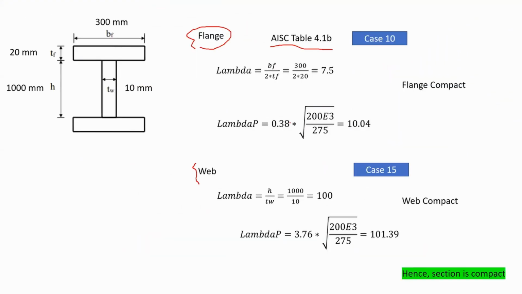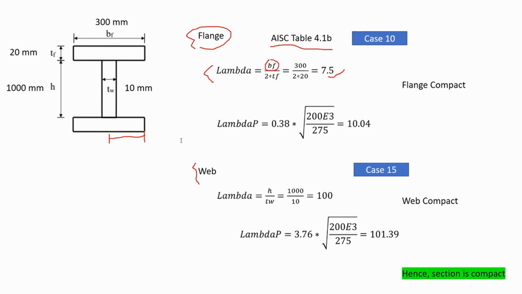So if you calculate this, bf divided by 2, because I'm concerned about this part, half of it, and multiplied by the thickness of the flange. Therefore, it would be 300 over 2 by 20, and you would get 7.5. Now I have to check the value of lambda of my section.